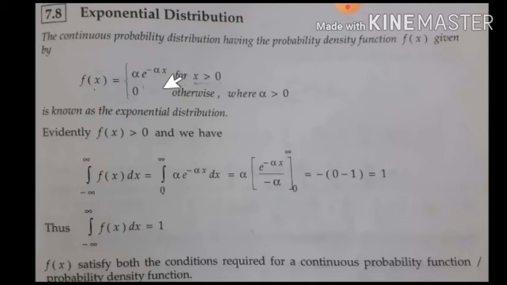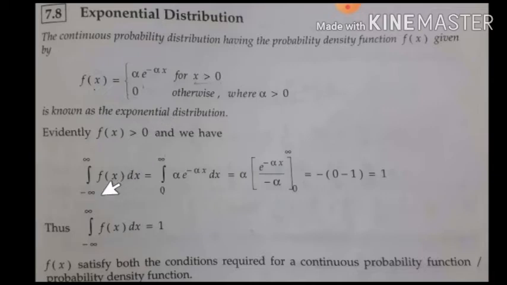If it is called an exponential distribution, it has to satisfy two conditions. What are those? One is the probability function should be greater than 0. And in the case of discrete we use summation, while in the case of continuous we use the integral from minus infinity to infinity of f of x dx, which should be equal to 1. Here you can see clearly there is only a positive term. There is no negative term over here. The minus sign is not there in the function f of x. Hence f of x is positive.